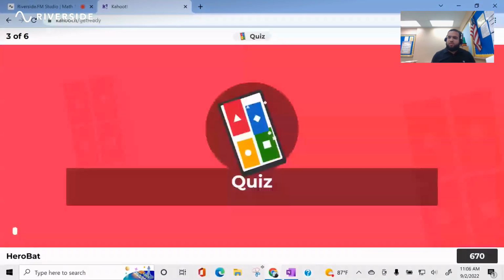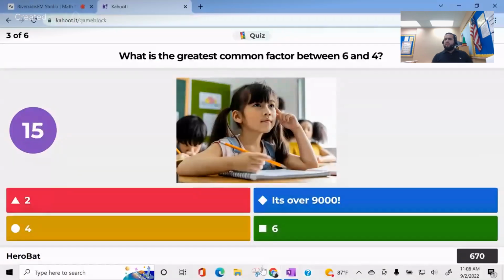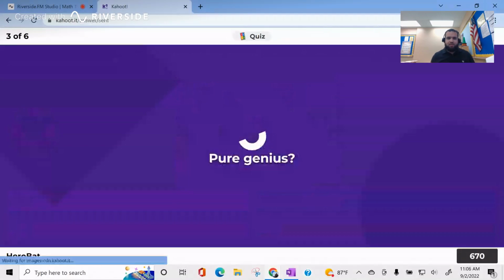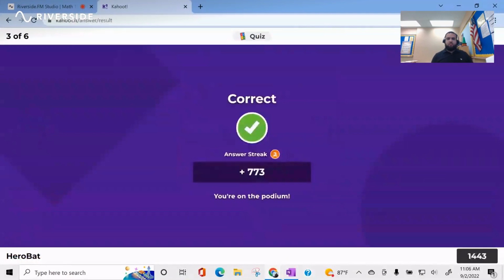What is the greatest common factor between 6 and 4? What can be divided by 6 and 4? Yes, I got it correct. Good job, boys and girls. A lot of us are answering the problems the best that we can, as fast as possible. I see a lot of accuracy.